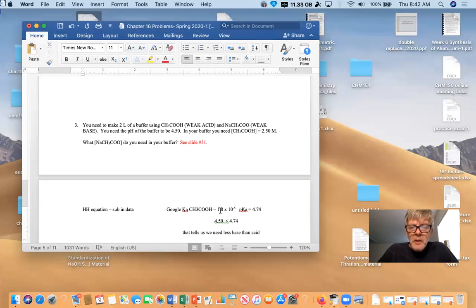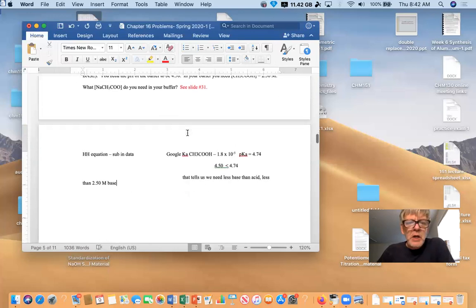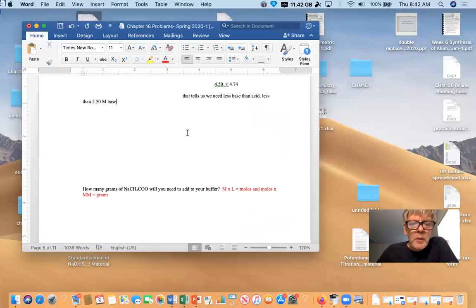If we just think a little bit about down here, this is more acidic, which means we need more acid, which means we need less base. So more acid, 2.5, less base would be something less than 2.5. So you can double check that you've done the math right on that. The books don't generally go into that simple way to double check.